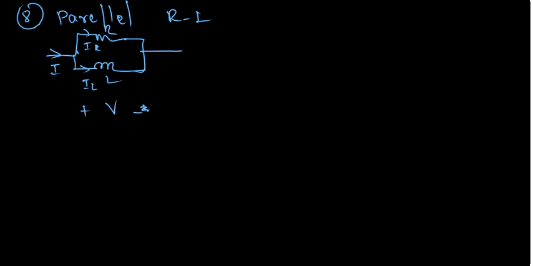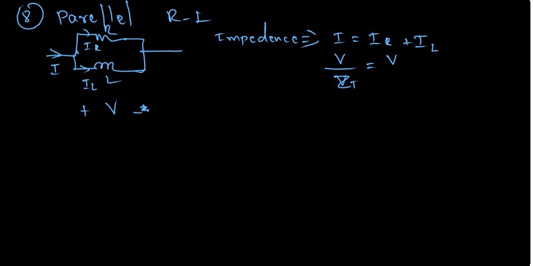So how to find the impedance? The total impedance is equal to Z. Let's have a look using current. Total current I is equal to IR plus IL. So total current I is the voltage drop across the terminal over the total impedance. IR is the voltage drop across the resistor, V over ZR, plus V over ZL.